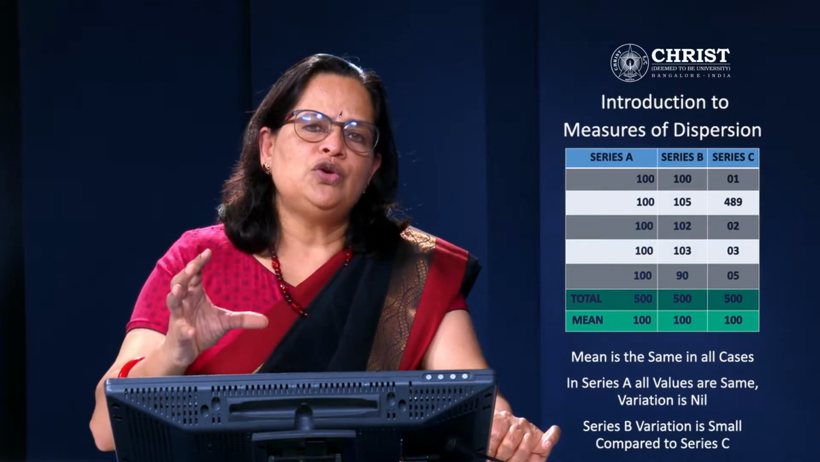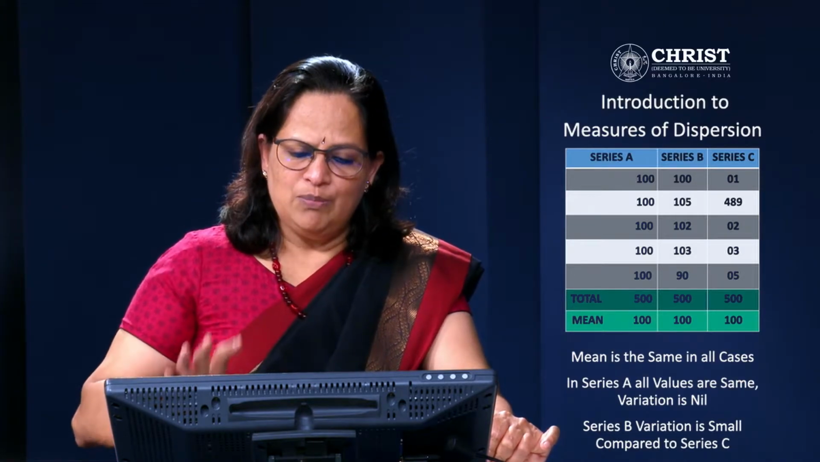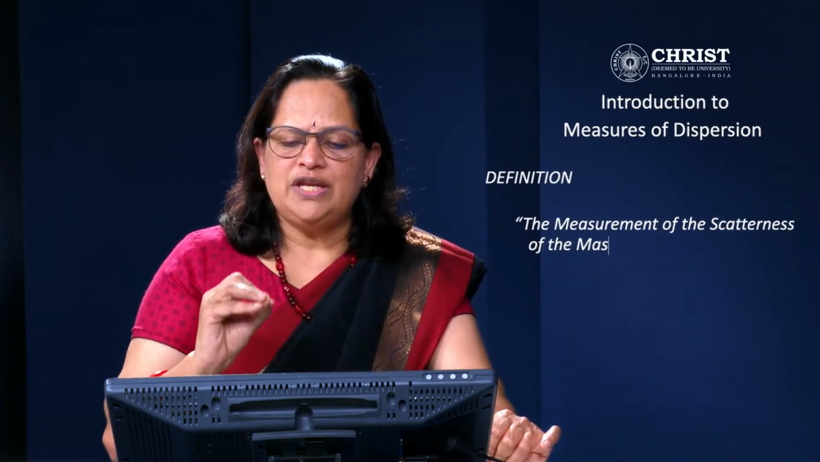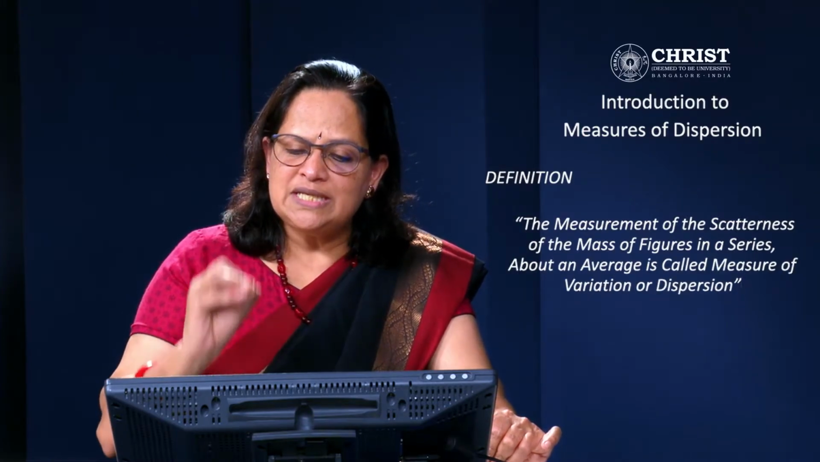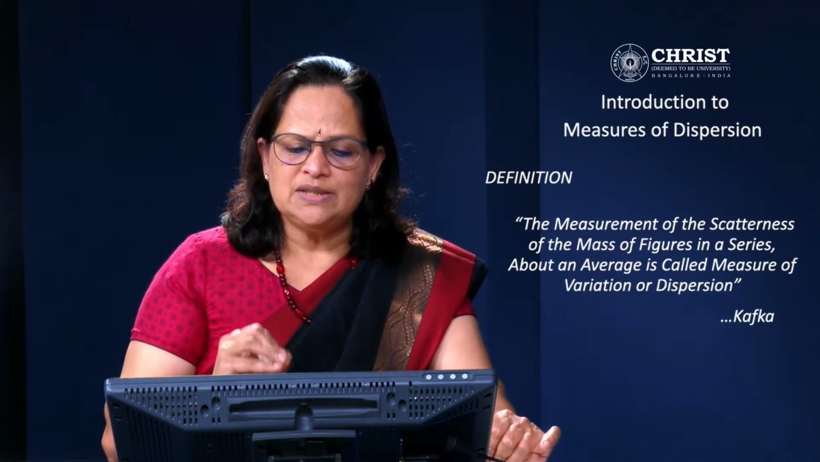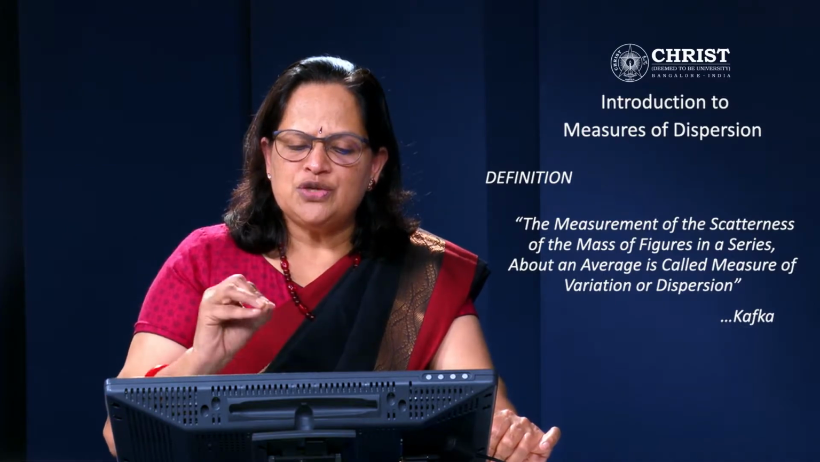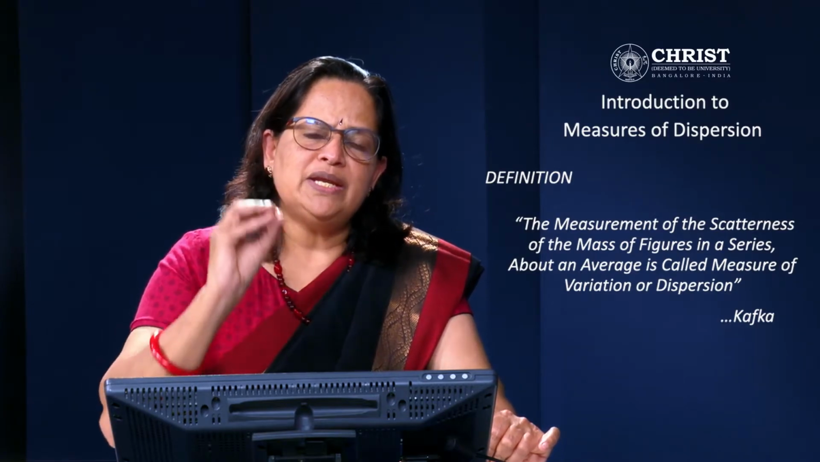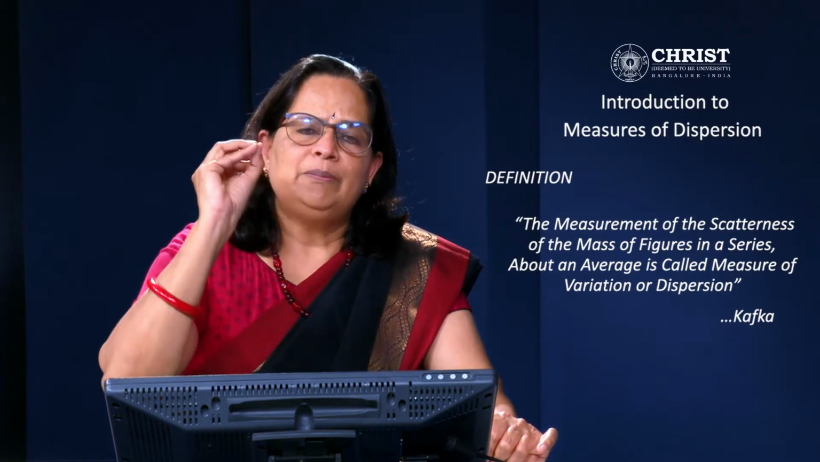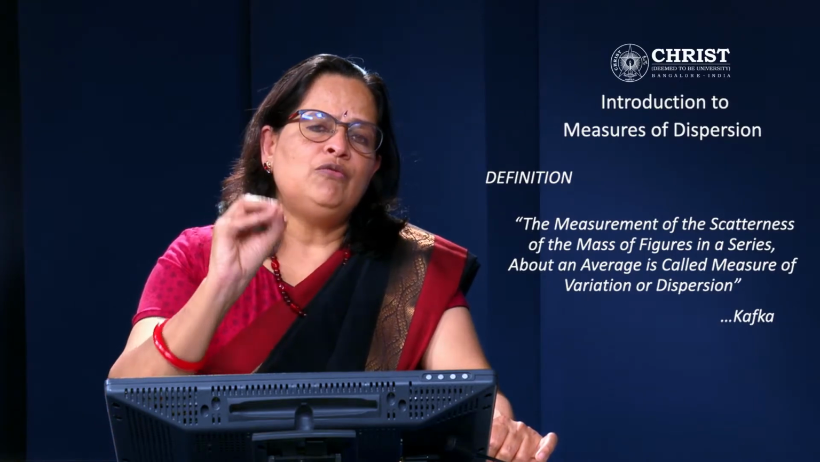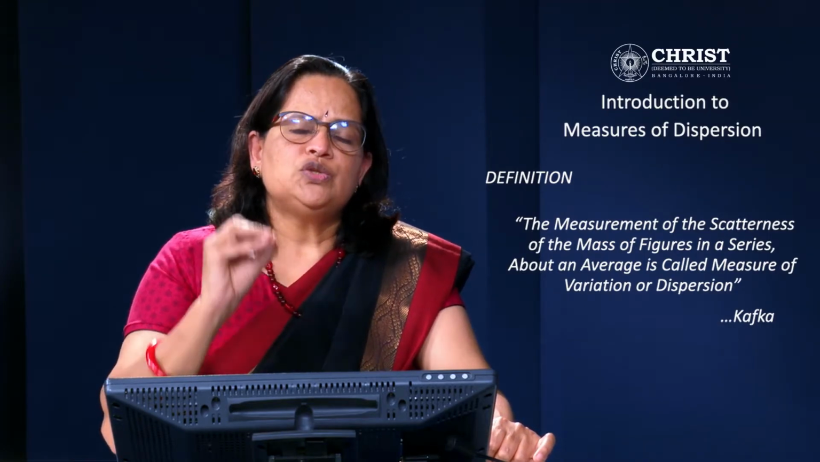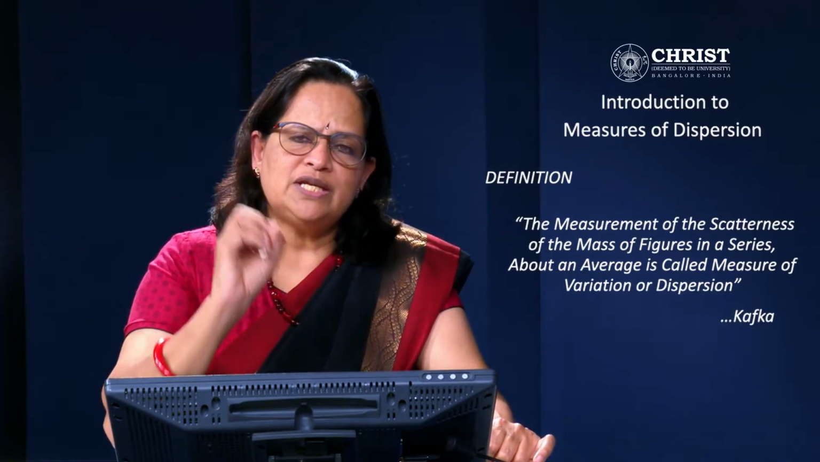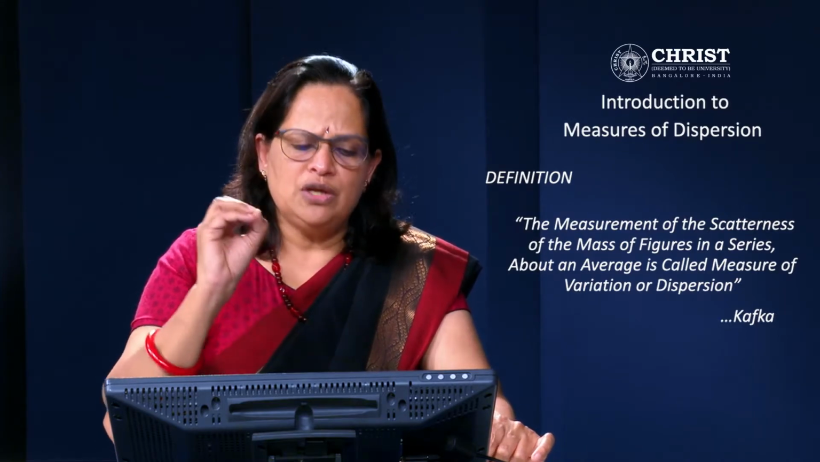So this is what we are going to learn with the help of measures of variation. So the definition, Kafka defines measure of variation as the measurement of the scatterness of the mass of figures in a series about an average is called a measure of variation or dispersion. So from an average, and usually we are using mean as the average because I told you mean is based on each and every value in the series. So from mean, how these values are different, how the formation of the series is different. That is what we are going to learn with measures of variation or dispersion.